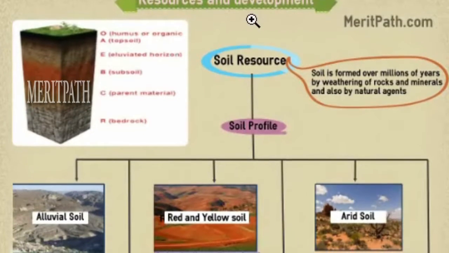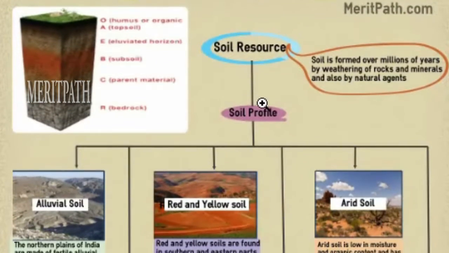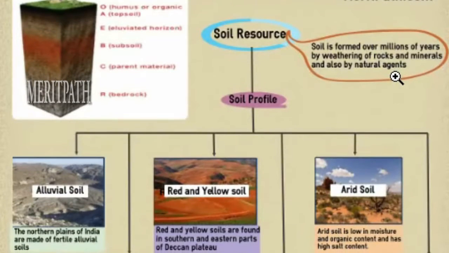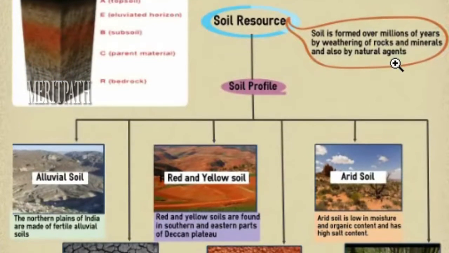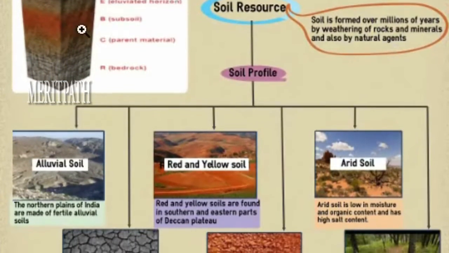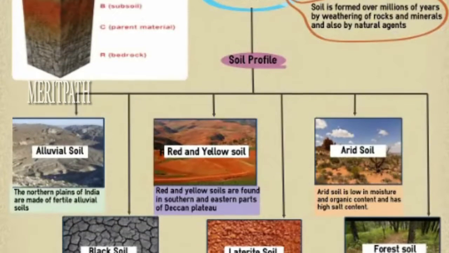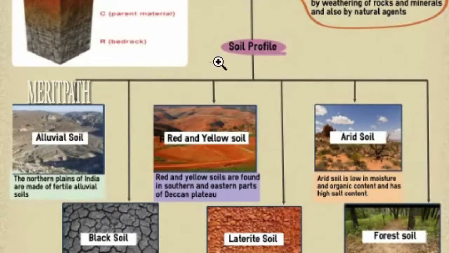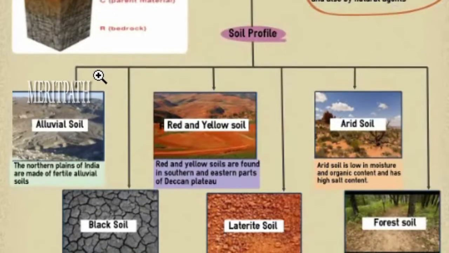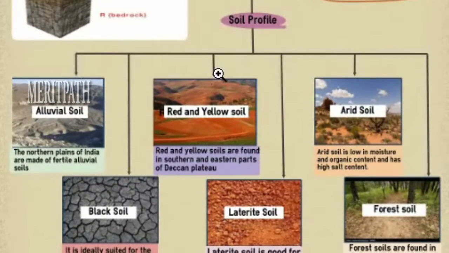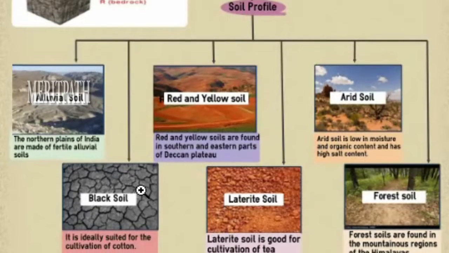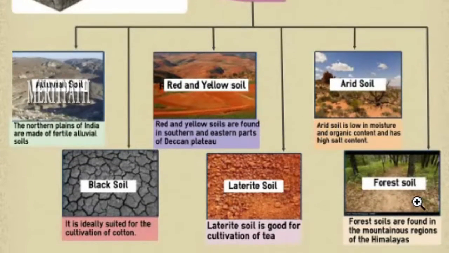Resources and development. The soil resource. Soil is formed over millions of years by weathering of rocks and minerals and also by natural agents. Here we can see the soil profile. The topmost layer is humus and the bottom is bedrock. The types of soil: alluvial soil, red and yellow soil, arid soil, black soil, laterite soil and forest soil.